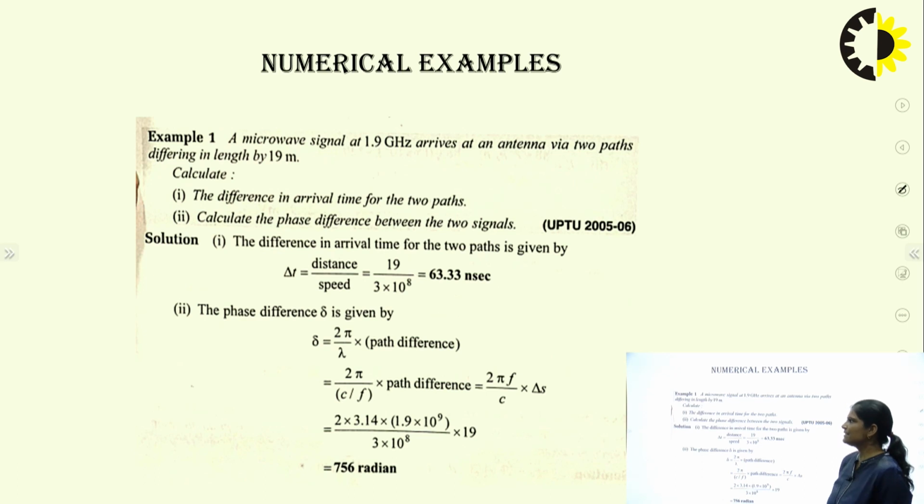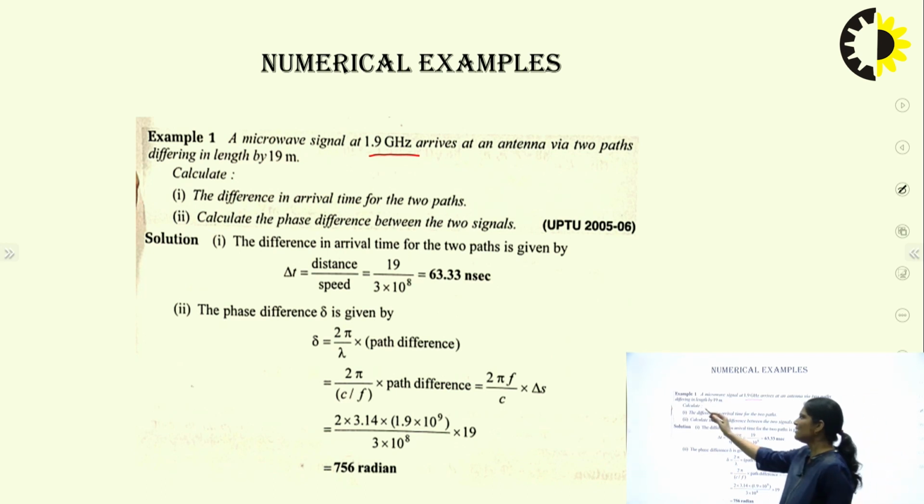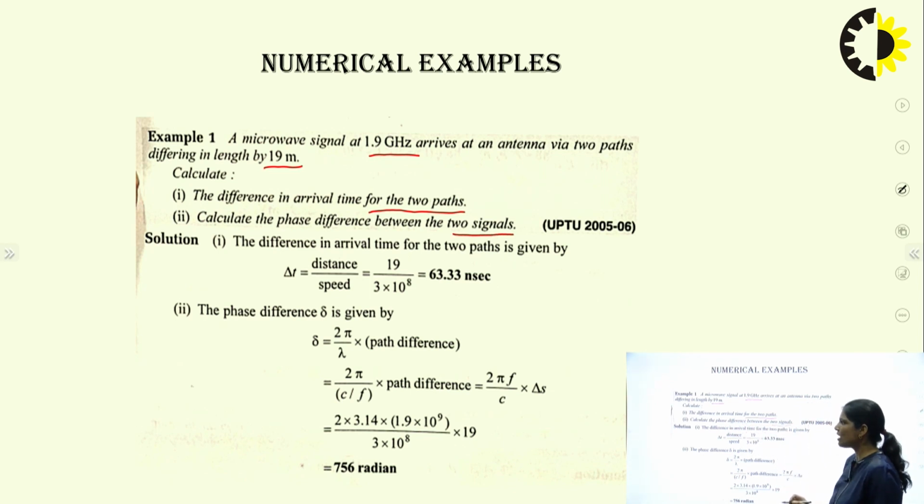Now let us consider a question. A microwave signal of 1.9 GHz arrives at an antenna via two paths differing in length by 19 meters. Calculate the difference in arrival time for the two paths. The second part is, calculate the phase difference between the two signals. So how can we calculate it?